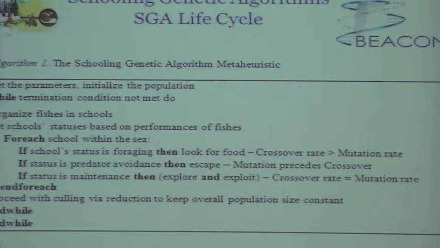This is, at a very high level, the life cycle of the schooling genetic algorithm, how it works, and those are the main parts that I said earlier. Depending on the status of the school, the crossover rate or the mutation rate will be more predominant, will be higher than the other one. They will not just be applied in a systematic way.